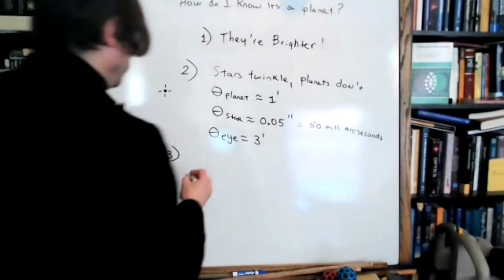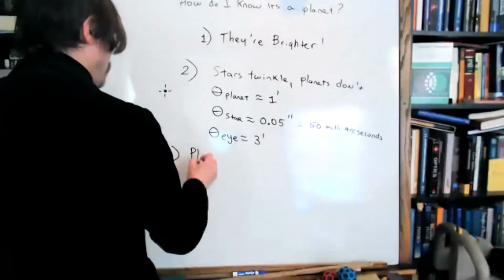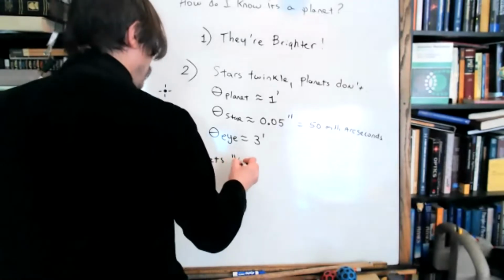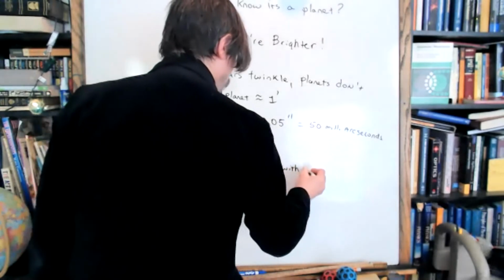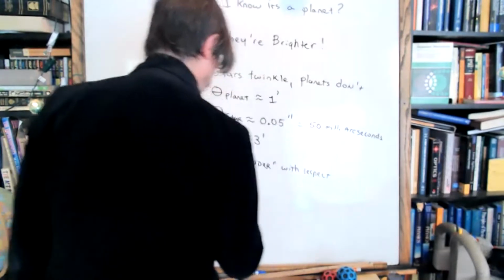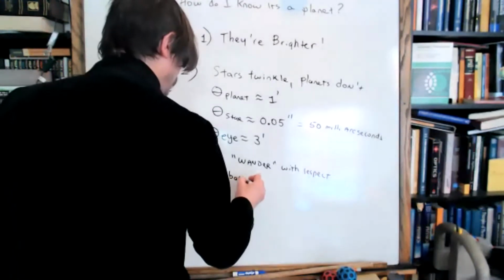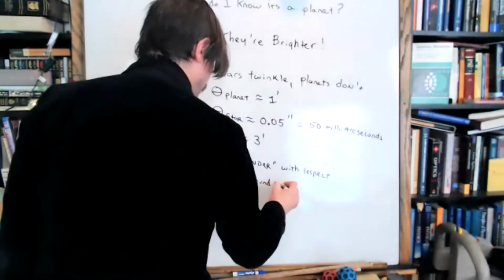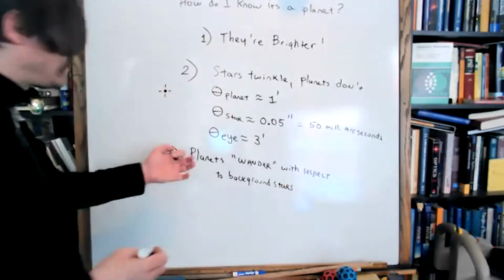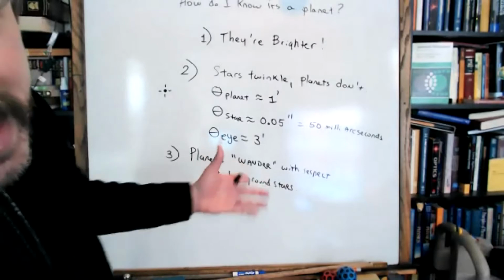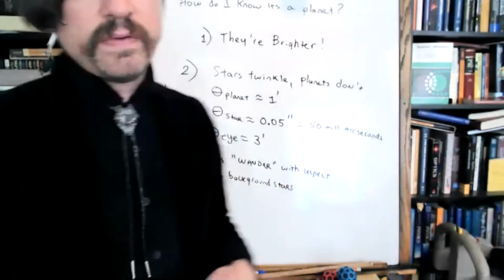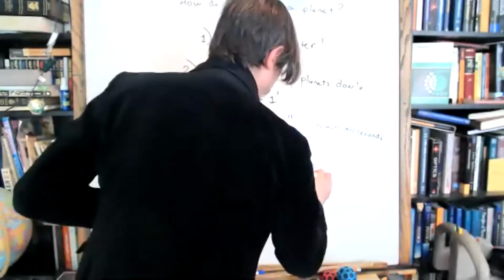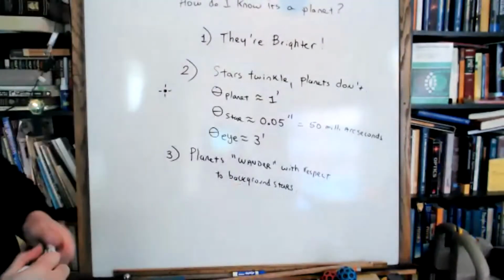Okay. The answer is that planets wander with respect to the background stars. In fact, the Greek word planetos means wanderer in ancient Greek. And stars do not wander with respect to each other. They stay fixed. And to understand this, it might be helpful for us to look at a slide.